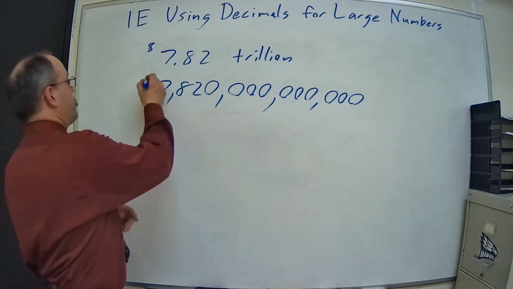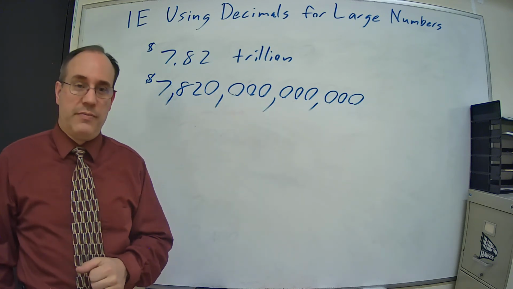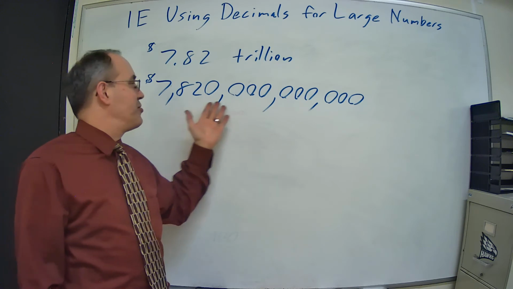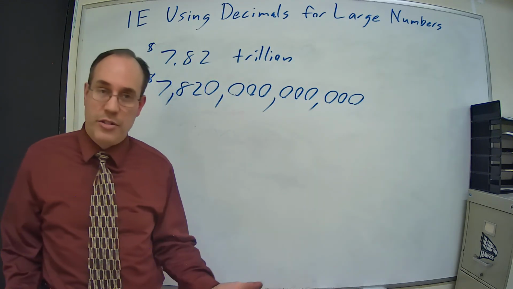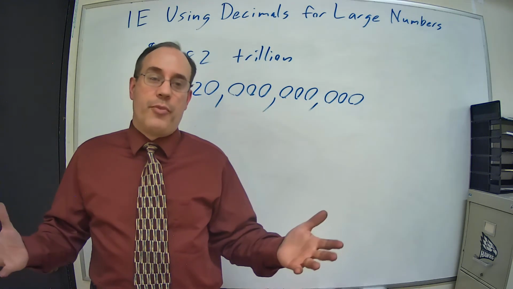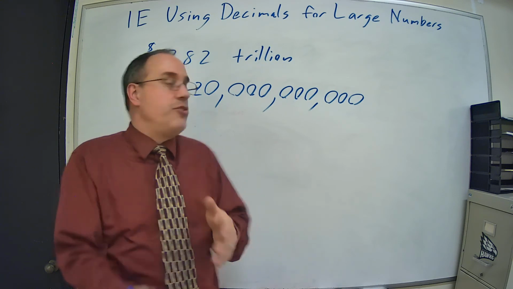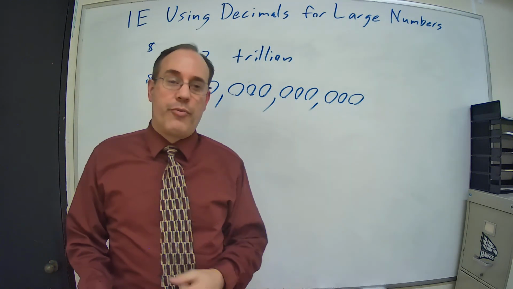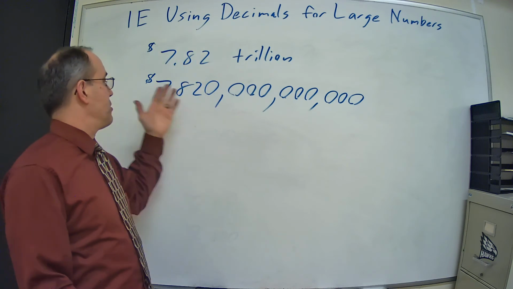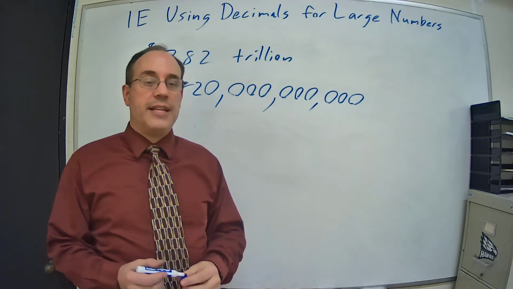So 7,820,000,000,000 from 7.82 trillion. But see how much we save in writing this out? All those zeros there, which we just replace with $7.82 trillion. So that's why we sometimes use decimals to describe larger numbers. We round, we convert to a decimal, and then use a larger place value so that we can write it simpler. $7.82 trillion as opposed to 7,820,000,000,000 with a lot of zeros after it. So that's using decimals for large numbers.